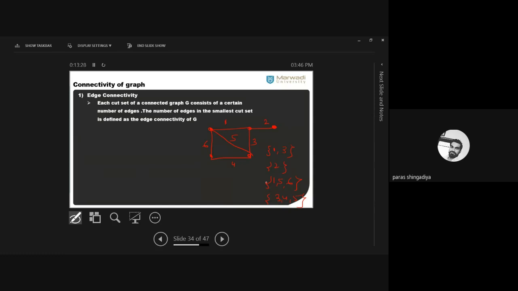That is 1. Let's consider one more example. Okay, let's remove this edge. Now consider this graph, which has 1, 2, 3, 4, sorry, 2, 3, 4, and 5. 5 edges are there. So how many cut sets? One is 1, 2. Clear? Then 1, 4, 5. Then 2, 3, 5, and 3 and 4. So there are cut sets which have 2 edges.